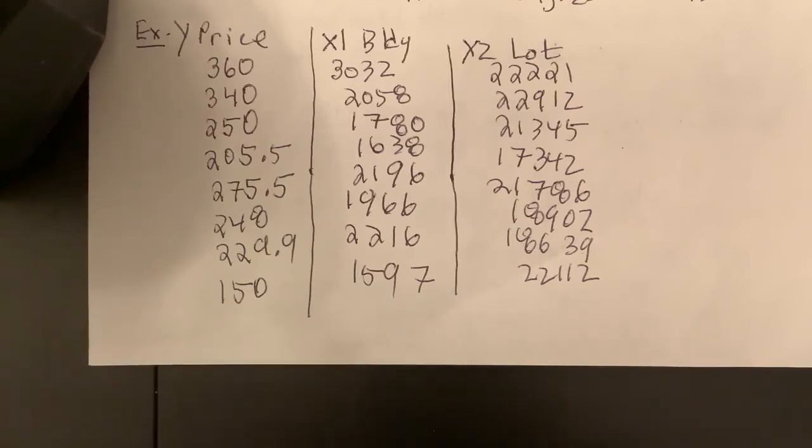The first column is price in thousands of dollars. This is for residential property. The second one is square feet of the house or building. And the third one is square feet of the lot. And we would like to consider the price as the response, and look at X1 and X2 as candidates for predictors.